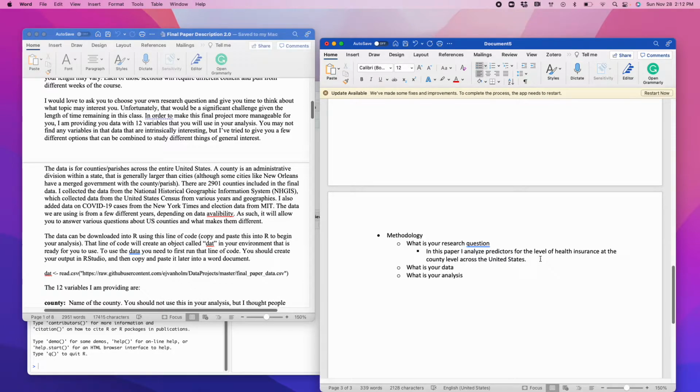Where the data comes from, in the literal sense, the data comes from your professor. But I describe in the final paper description where the data comes from, so you can talk a little bit about where the data came from. So in this paper, I analyze health insurance rates.